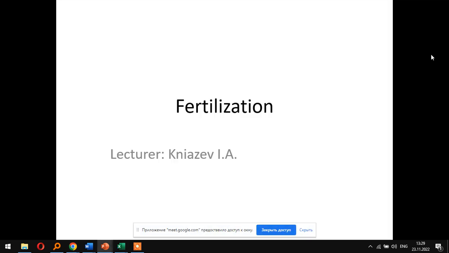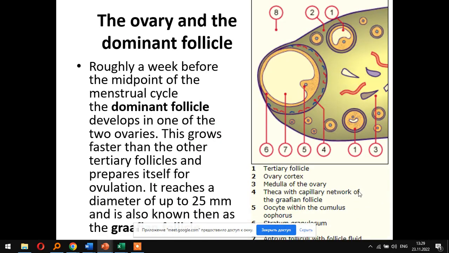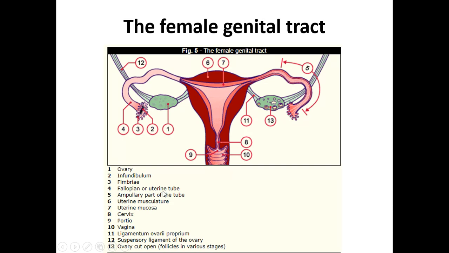Okay, fertilization. First of all, you have to be very confident in the structure of the female genital tract. We discussed it even from school, but let's make a little reminder. This is an ovary, which is attached to the uterus with a ligament. We're looking at the suspensory ligament of the ovary.